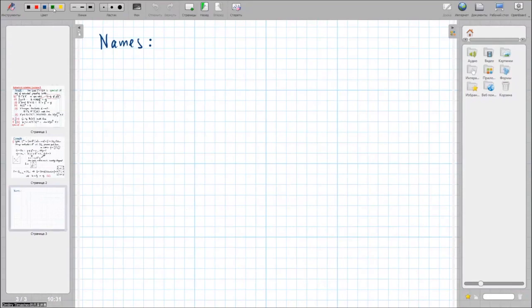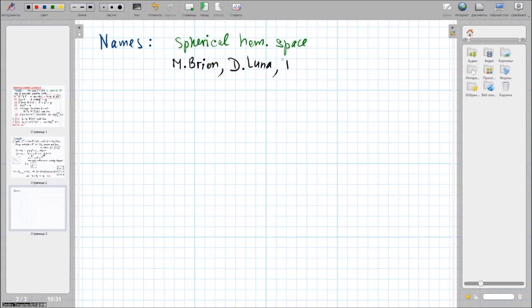So the name spherical homogeneous space, I guess, can be traced back to a paper of Brion, Luna, and Vust of 1986, in which this name appeared, I guess, first, at least in the algebraic setting. This is for sure.